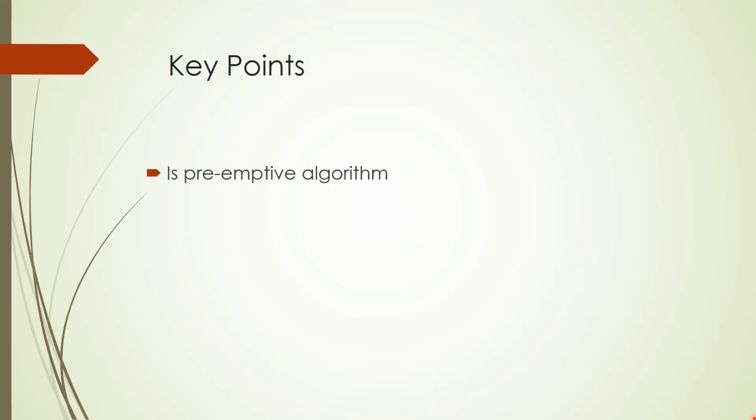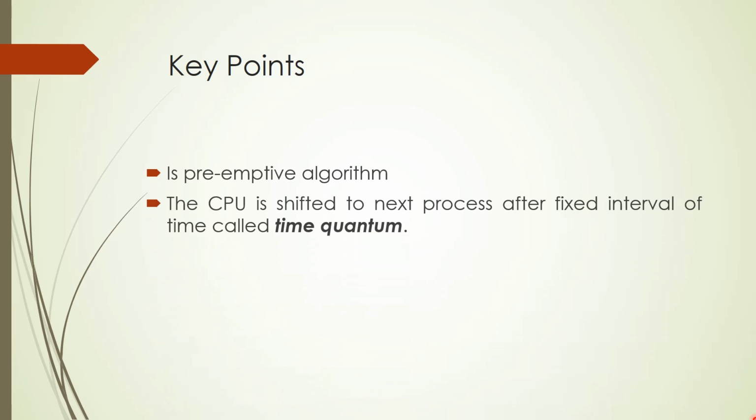We have already discussed the concept of preemptive, that is, the processes are non-cooperating. While a process is in execution, another process may interrupt it, and it will be taken out of the CPU, and the interrupted process is moved out of the CPU. The CPU is shifted to the next process after a fixed interval of time called the time quantum.